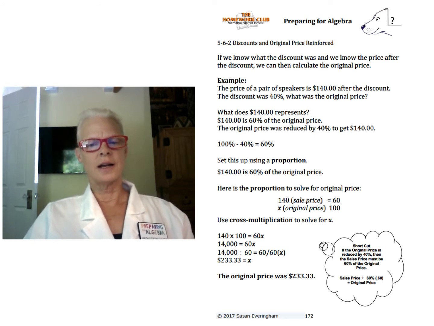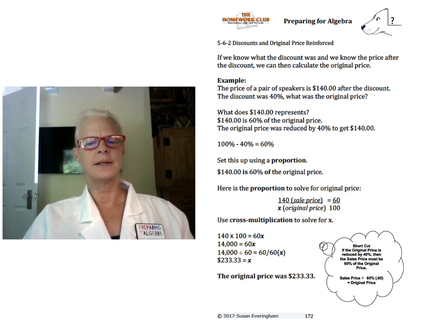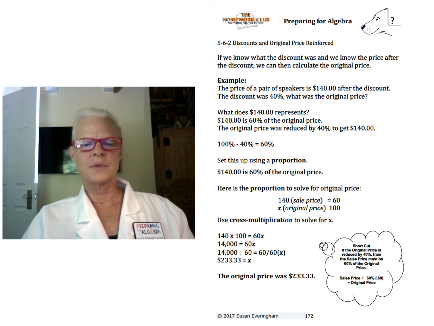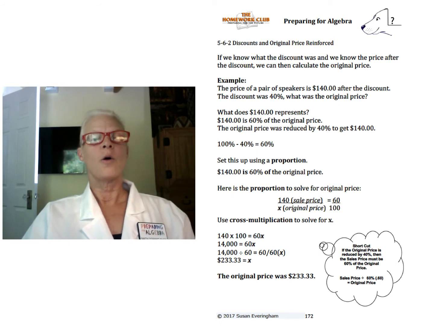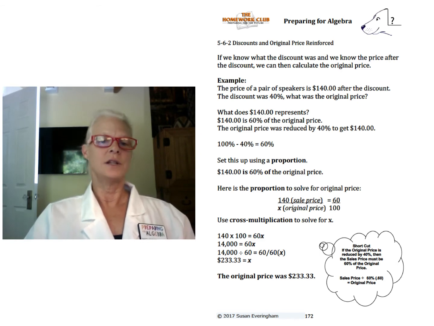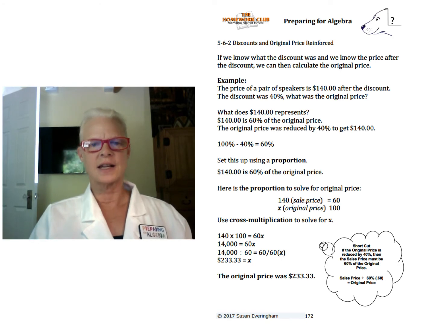Now, a shortcut I would do is if the original price is reduced by 40%, then the sales price must be 60% of the original price. Therefore, the sales price divided by 0.60 equals the original price. Or 140 equals 0.60 times X. You then divide by 0.60 on both sides, and it gives you your original price.